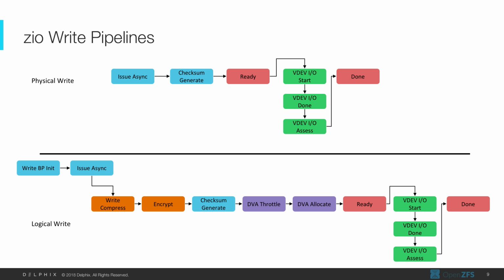The logical also introduces these purple phases, which is the allocation code. This is where we're going to first throttle it down to make sure that we're not overloading a bunch of disks that potentially can't handle the workload, and that's done by the DVA throttle. And then the DVA allocate code is where we're actually going to go and talk to the Metaslab subsystem and say, find me a block where you can actually write this. So in the write pipeline, we see it actually branching out and going and talking to not only the VDEV subsystem, but also the Metaslab subsystem in order to actually complete the write.